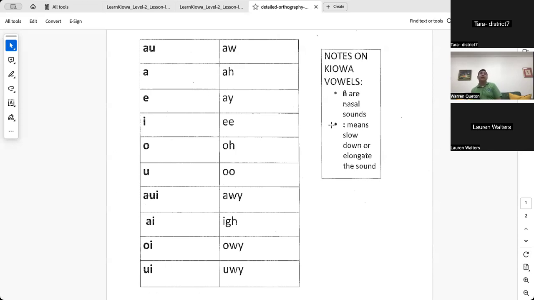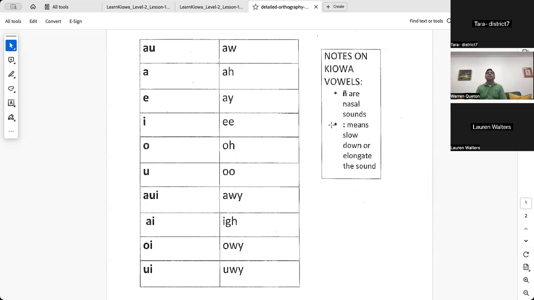So we'll back up here. It's different from the AUI, which is I. You want to make sure that that A sound is I. Repeat after me, Lauren. I. There you go. Very good. And then you have the oi. You want to make sure that the O is very much pronounced. Oi.